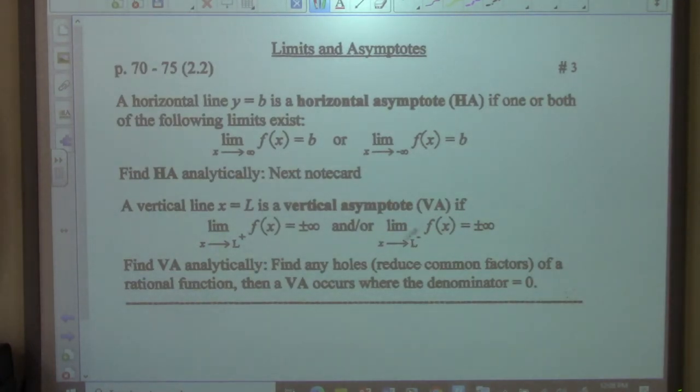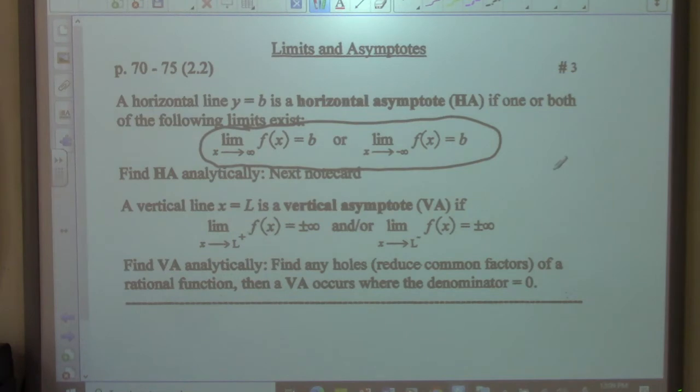Yes. So now we are on limits and asymptotes, and really it's vertical and horizontal asymptotes. We're going to talk about different techniques of finding them, and I hope, especially the ones for finding vertical asymptotes, are ones that you remember doing from pre-calculus last year. It says find horizontal asymptotes analytically, next note card. We're not going to deal with this yet. But we have a horizontal asymptote if one or both of the following conditions exist.